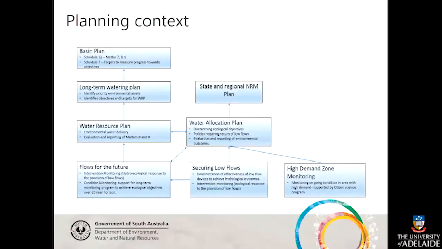Cool. So this is basically the planning context. I haven't got long, so I'm just going to briefly talk about it. Paul also mentioned these key projects. If you look down the bottom, we have securing low flows and flows for the future. These are key programs which are implementing low flows, which are part of the implementation of the water allocation plan. Flows for the future also, because of the nature of the eastern Mount Lofty ranges where that work is done, also feeds into outcomes for the basin plan.